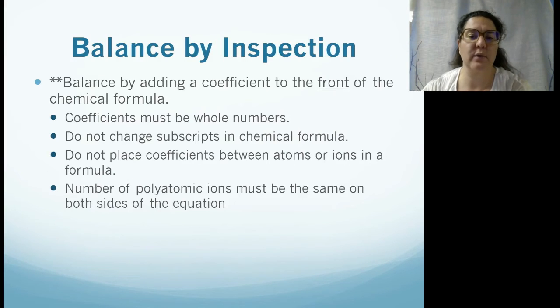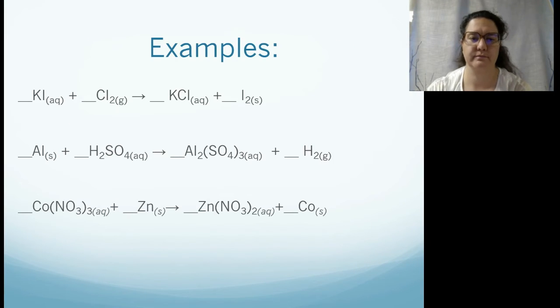So we want to balance this equation by adding a coefficient to the front of the chemical formula. Coefficients must be whole numbers, so we're not doing any 2.5s. We can't change any of the subscripts in the chemical formula because then our elements and compounds are going to be unbalanced. We don't want to place coefficients between atoms or ions in a formula, and the number of polyatomic ions, like sulfate, must be the same on both sides of the equation. So we don't want to break up those polyatomic ions.